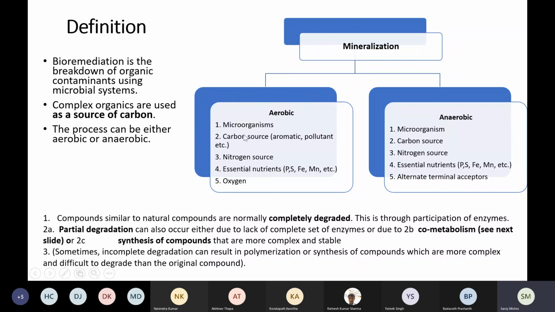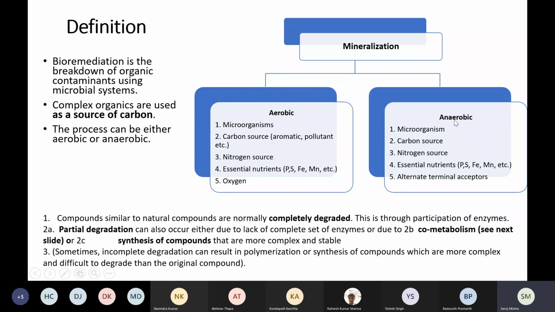Now, under aerobic conditions, you require microorganisms which can use complex aromatic compounds or pollutants, for example, dyes or hydrocarbons, etc., as a carbon source. It also needs a nitrogen source, which you may have to supply from outside, and essential nutrients like phosphorus, sulfur, iron, etc., and it needs molecular oxygen. So when you are looking at strategies based on aerobic routes, these are the requirements. But if you want to carry this process out under anaerobic conditions, all of these things stay the same, except that the terminal electron acceptor is not going to be oxygen.